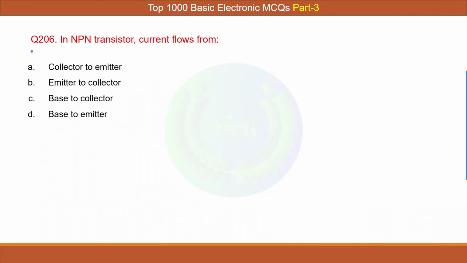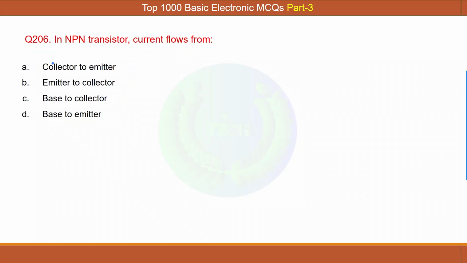Next question, question number 206. In NPN transistor, current flows from option A, collector to emitter. Option B, emitter to collector. Option C, base to collector. Option D, base to emitter. The answer is option A, collector to emitter.